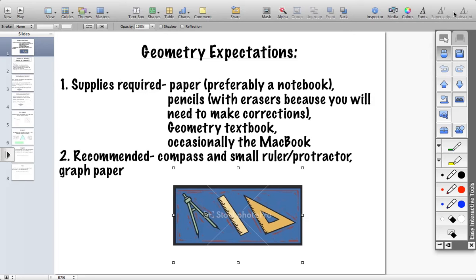Pencils, those of you who are still taking notes in pen and doing your math work in pen, you need to make sure you have pencils. Everyone needs to make sure you have erasers because with geometry comes a lot of drawing and you're going to be making mistakes.